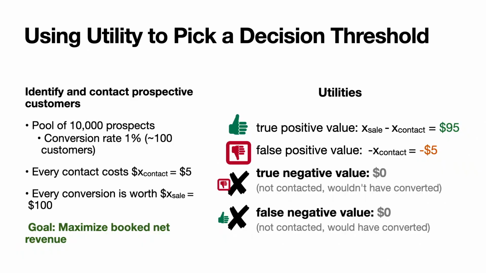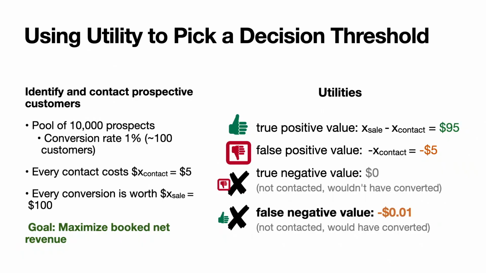Prospects you don't contact don't cost you anything and don't earn you anything. So you can say both true negatives and false negatives have a value of 0. Or you could express the idea that false negatives represent customers that actually wanted your good or service, and hence might go to your competitor instead if you don't contact them.